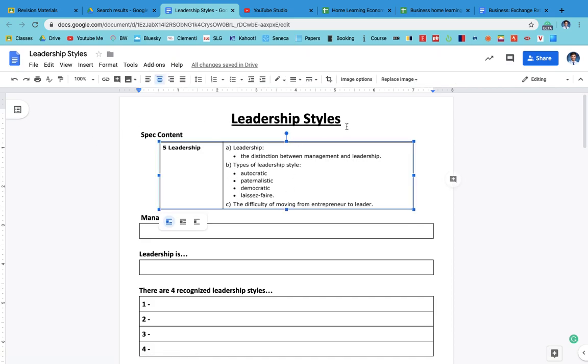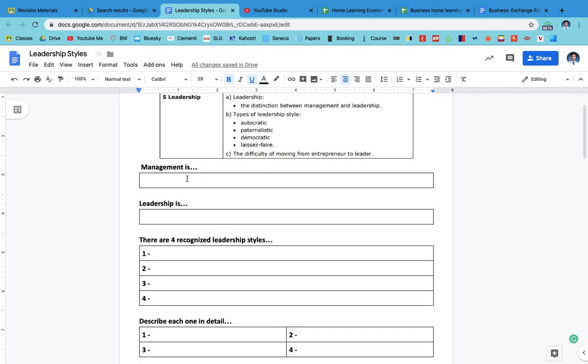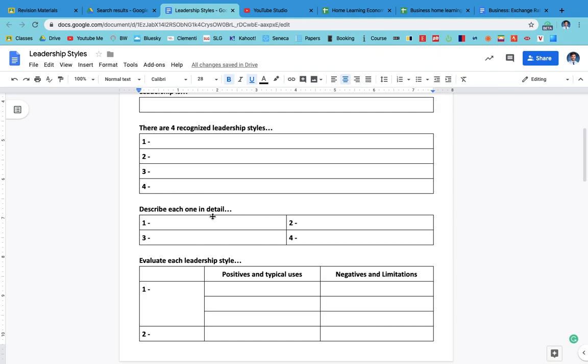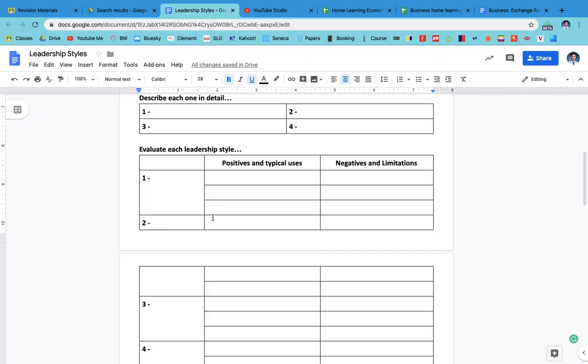So you've got the spec, just to focus on what we're doing, and then you've just got some spaces for management is, leadership is. There are 4 recognized leadership styles, so obviously you can put the 4 names in, describe each one in detail, so give a description of each of the 4, and then we're going to do a quick evaluation of the positives and negatives. So what are the positives and typical uses of autocratic, and what are some of the negatives and limitations? I'm not really going to go through this as such, so have a think. If someone's making all the decisions, why might that be good? Why might that be bad? Use your analytical and evaluative skills to come up with some points.